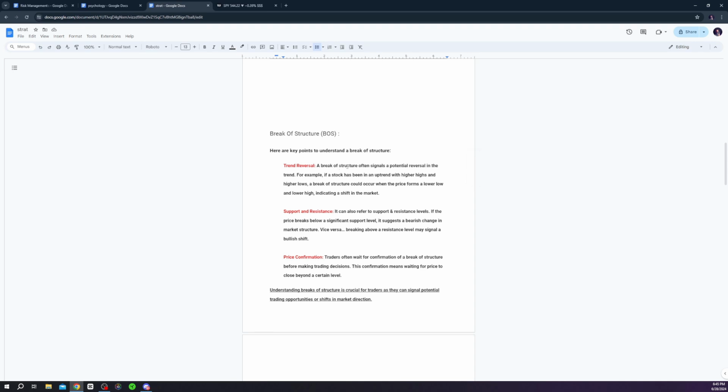The break of structure often signals a potential reversal in the trend. For example, if a stock has been in an uptrend with higher highs and higher lows, a break of structure could occur when price forms a lower low, indicating a shift. Simple, man. Simple.